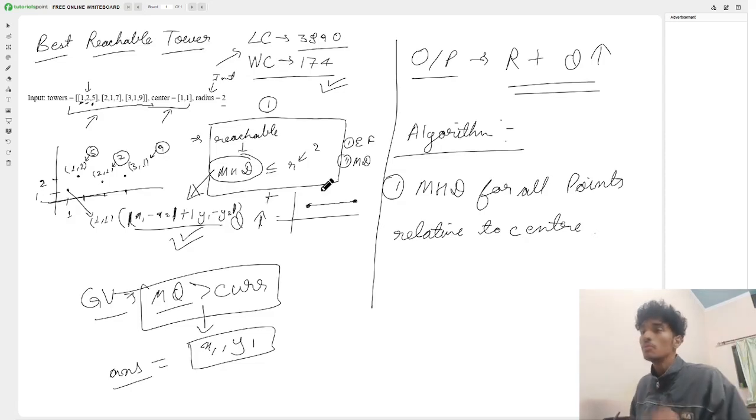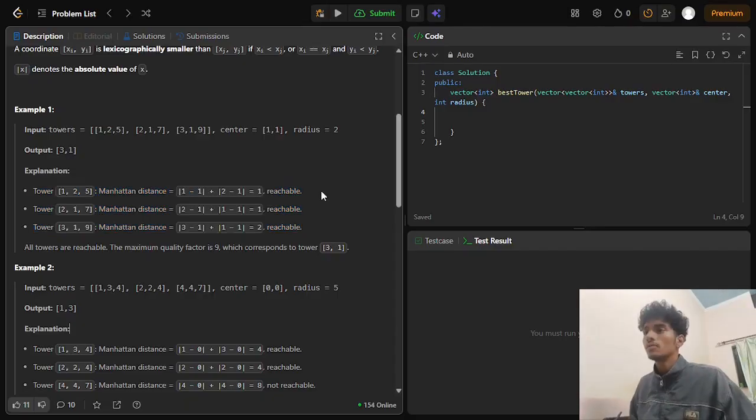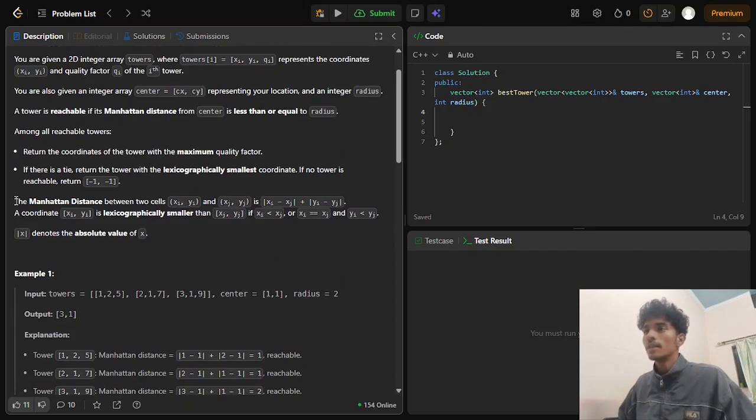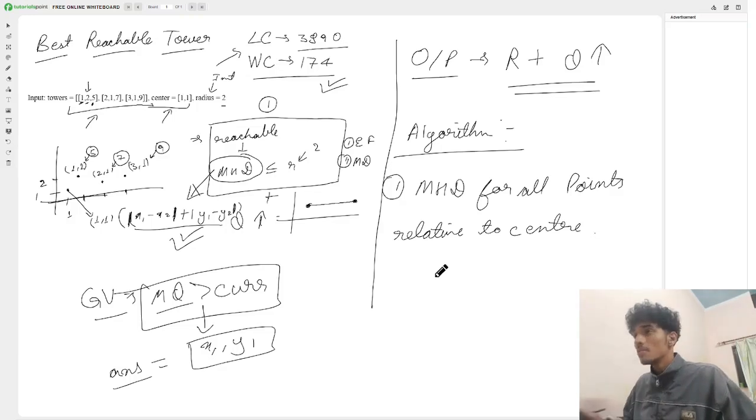Okay, now there's one more thing that we need to keep in mind while solving this problem, and it is this particular line. The Manhattan distance between 2 points x1, y1 and x2, y2 is this, and a coordinate x1, y1 is lexicographically smaller than x2, y2 if x1 is smaller than x2, or x1 is exactly equal to x2 and y1 is smaller than y2.